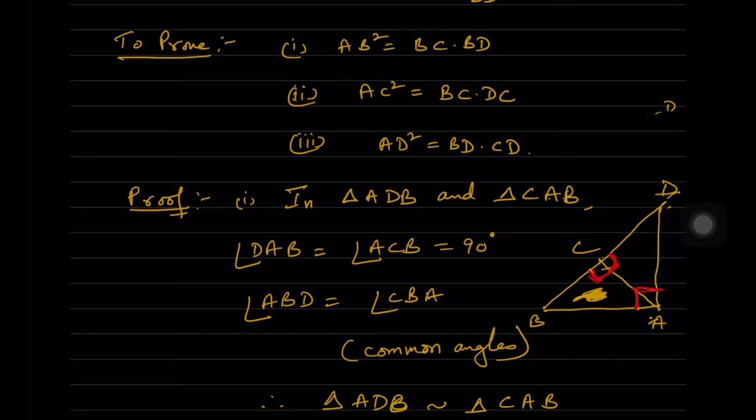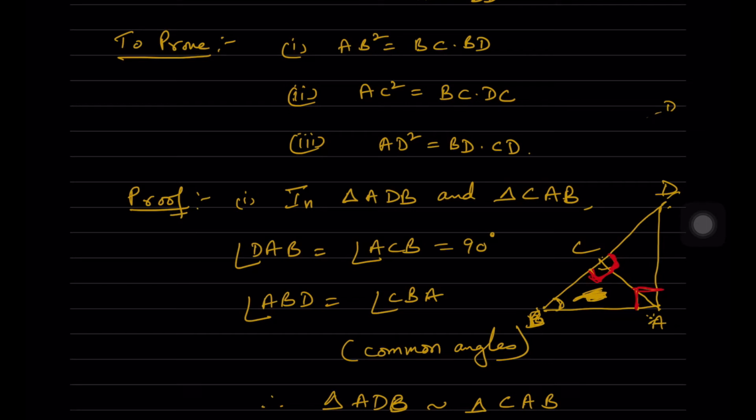So in these two triangles, we can see that angle DAB is equal to angle ACB, which are equal to 90 degrees. Because it is a right angle at A, angle DAB is definitely equal to angle ACB, because AC is perpendicular onto BD. So they both are equal to 90 degrees. Next you can see that angle ABD is this part, and CBA. Both are equal, because B is common in both triangles. Therefore ABD is equal to CBA, which are common angles.